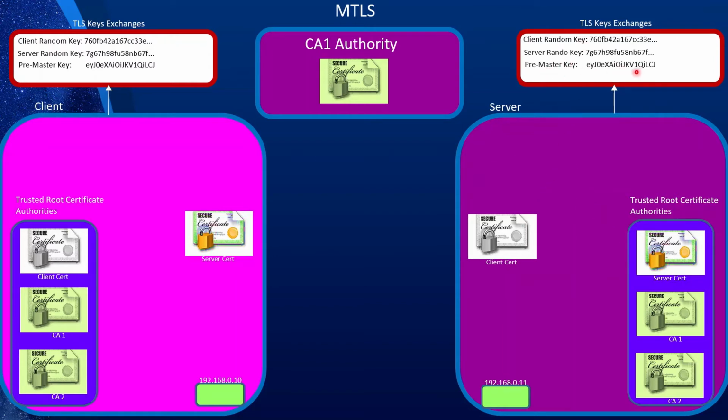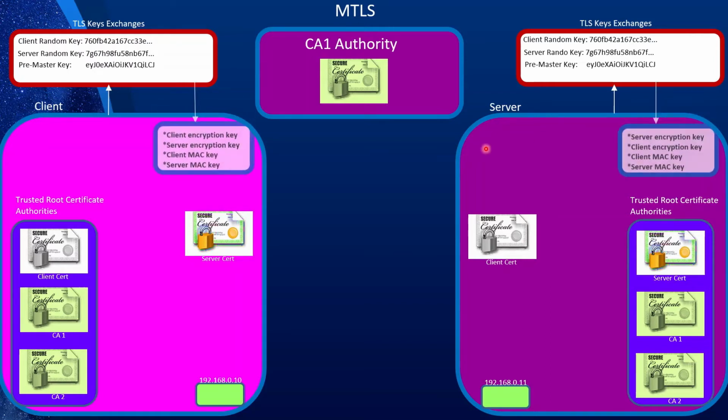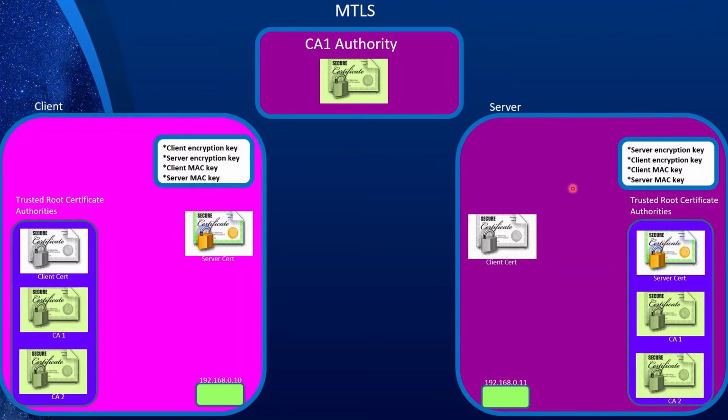And then now this is the decrypted message that the client sends. So at this point, we have this information: the client random key, the server random key, and the pre-master key on both sides. They use one of the agreed upon encryption algorithms, and then each party independently generates 4 keys.